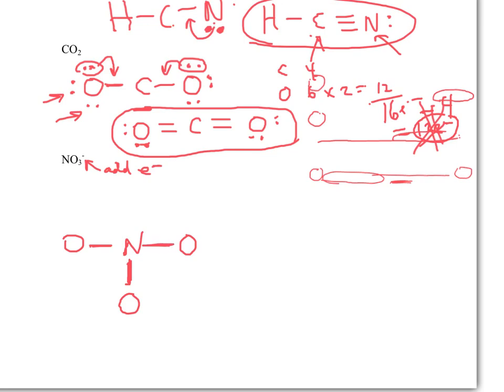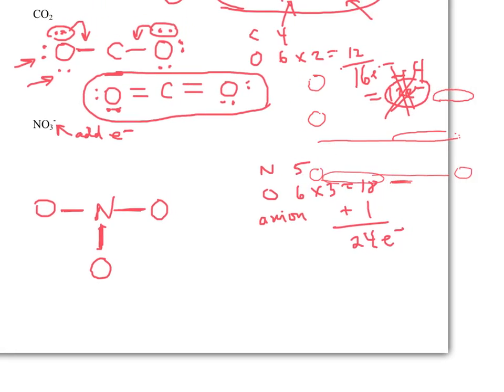Now go get my total. So nitrogen has 5. Oxygen has 6, but there's 3 of them, so that's going to be 18. And then, because this guy is an anion, I'm going to add 1 electron. Remember, becoming negative meant that you gained electrons. So I'm going to add an electron. That's going to give me a total of 24 electrons to play with.